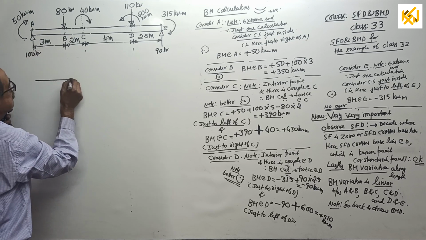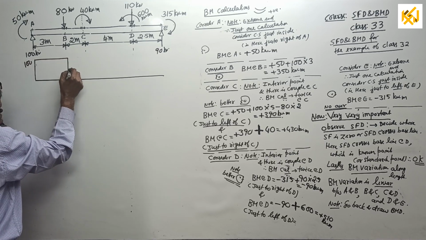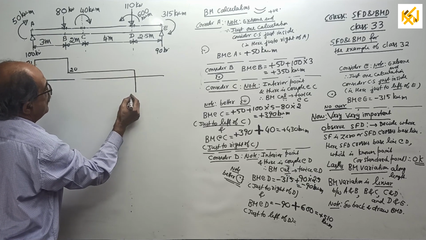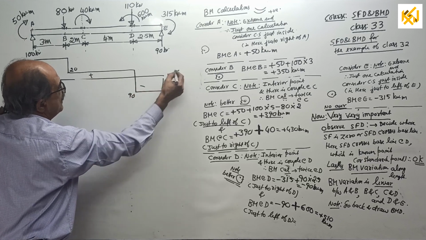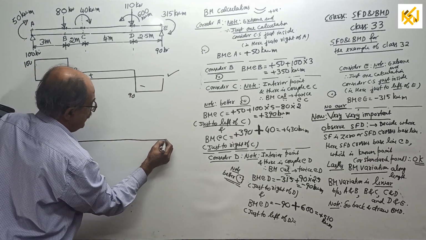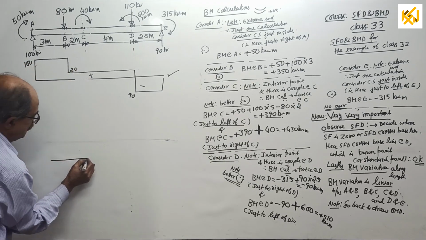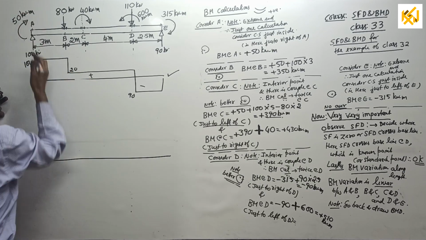Draw SFD. 100, 80 down, 20, no scale, 20, down 110, 90, 90, plus minus. I will write here SFD. Now, he will ask me BMD. Draw BMD. I will draw BMD. That will be down, because why? Positive may come more. BMD. See, plus 50.